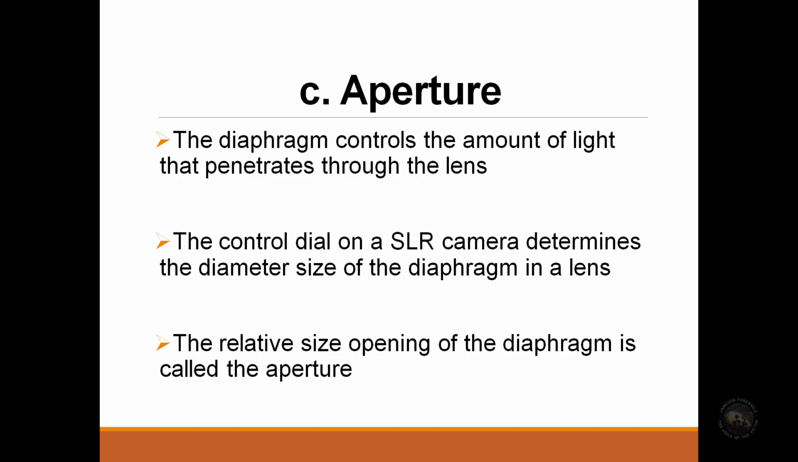The aperture. The diaphragm controls the amount of light that penetrates through the lens. The control dial on a DSLR camera determines the diameter size of the diaphragm in a lens. The relative size opening of the diaphragm is called the aperture.